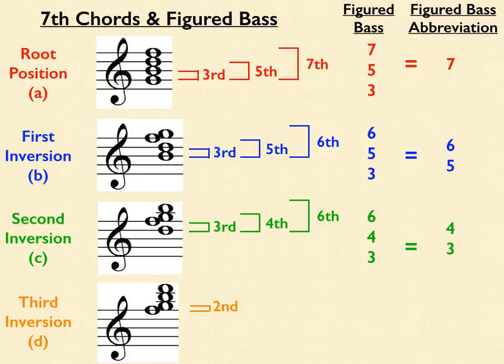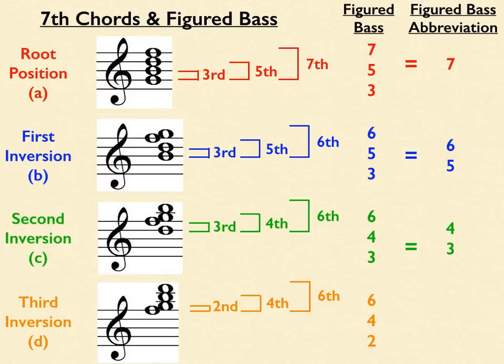Between the F and the B is a fourth. And between the F and the D is a sixth. Okay, so in figured bass that would be called a 6/4/2 chord. So how would you write it? How would you abbreviate it?